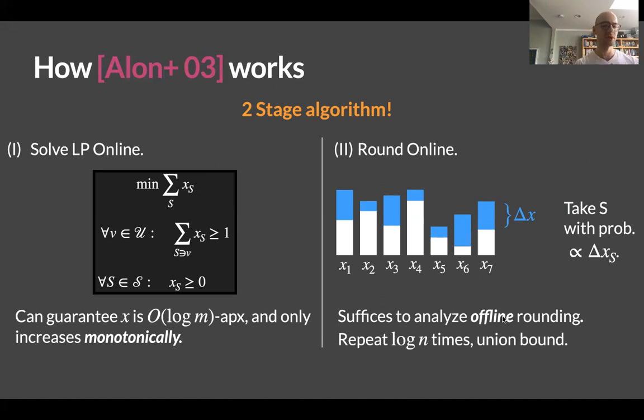Okay, so the way you usually analyze this is you say, well, every element is covered with constant probability if I take every set with probability X_S. If I repeat this log n times, I boost the probability to 1 over n or 1 over poly n, and then you can union bound over the elements, and this is how the analysis goes. So the expected cost of this algorithm is order log n times log m. Log m comes from the fact that we're only maintaining a log m approximate solution to the LP, and log n because we're performing independent random rounding.